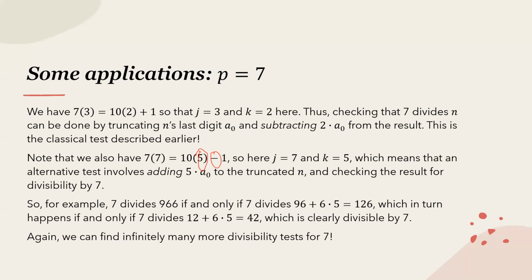Truncate the last digit and add 5 times the last digit to what remains. That is a legitimate divisibility test for 7. For instance, if we want to check whether 966 is divisible by 7, you can take 96 plus 6 times 5, which is 96 plus 30, which is 126. Still too hard. You truncate off 6, you add 6 times 5 to 12, and you get 42, and I'm pretty sure that's divisible by 7.